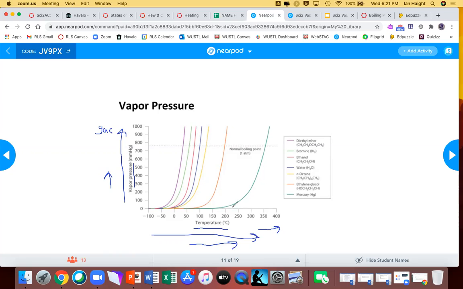Don't be afraid, little ones. As temperature increases, what's the vapor pressure doing? Look at the shape of the lines.